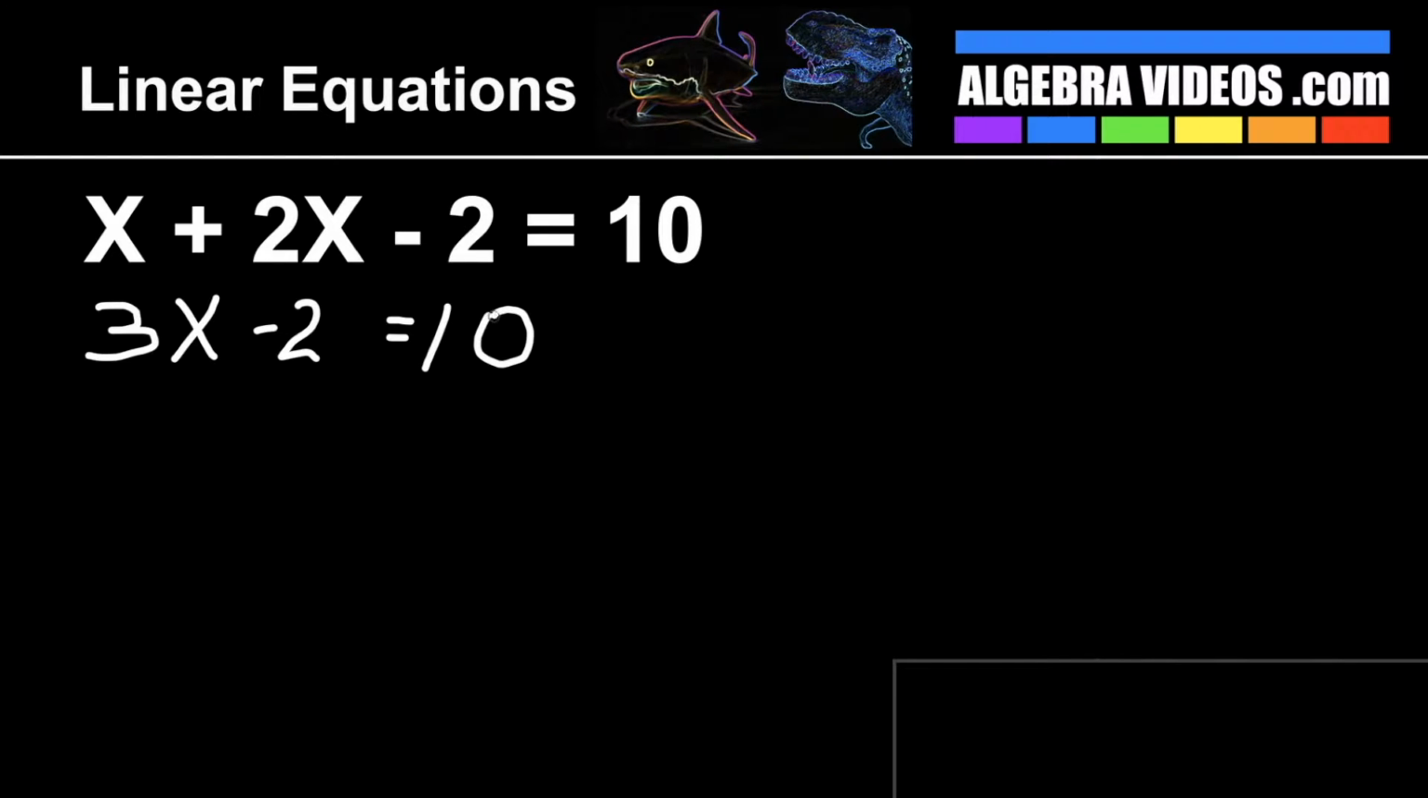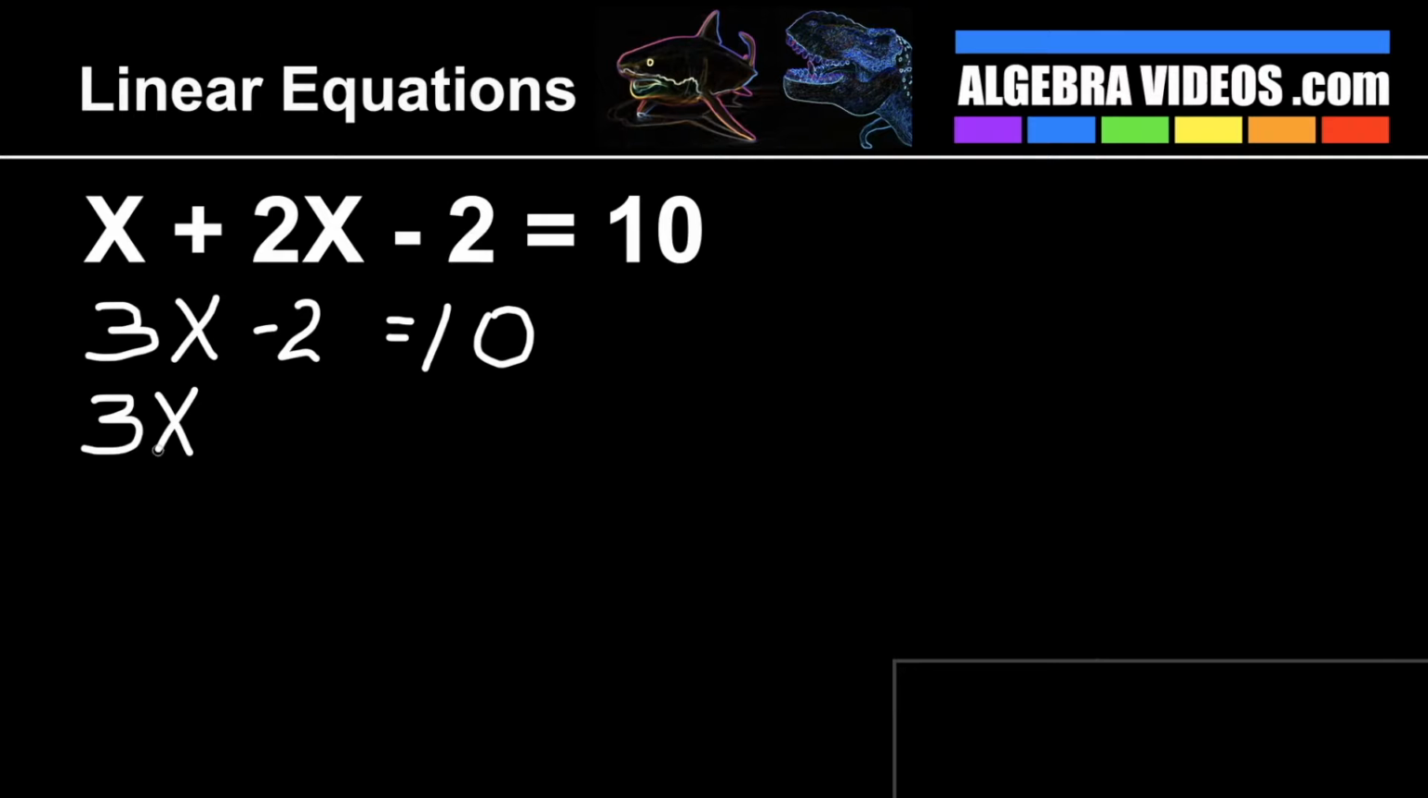And now I'd like to get rid of this 2. So I've got a minus 2, I'm going to add 2. There's a rule in math that says anytime you do something to one side of the equation, you must do the exact same thing to the other side of the equation. So let me just rewrite this first.